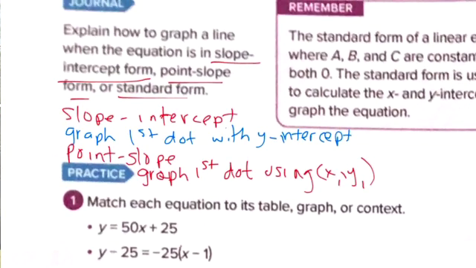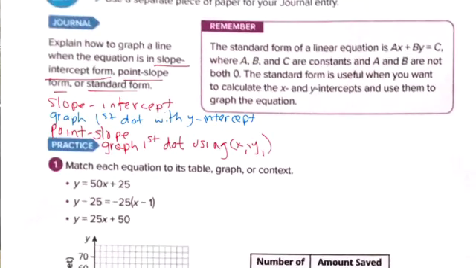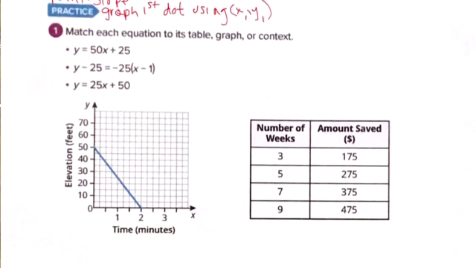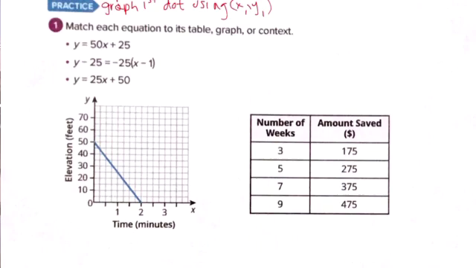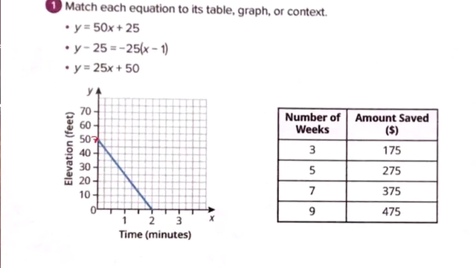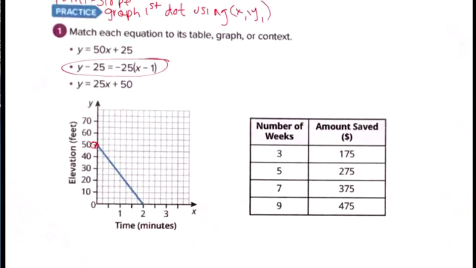Standard form, you guys know how we learned standard form today, so explain standard form. Match each equation to its table and graph. Okay. First of all, this is a negative slope, right? This is the only one with the negative slope, boys and girls. So I would choose that one.